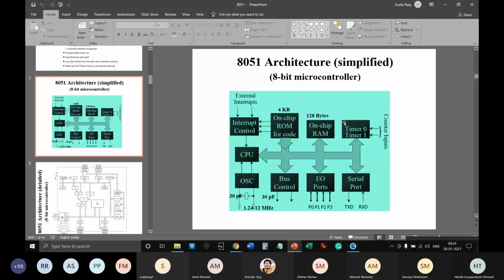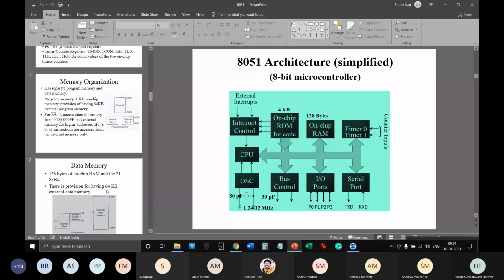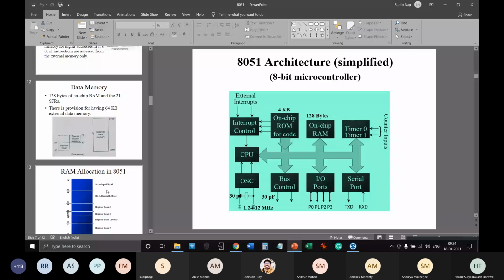So that's a very basic way to understand the difference between a timer and a simple clock. Is that clear? Yes, sir. Any other question? Okay, so we'll continue our discussion.